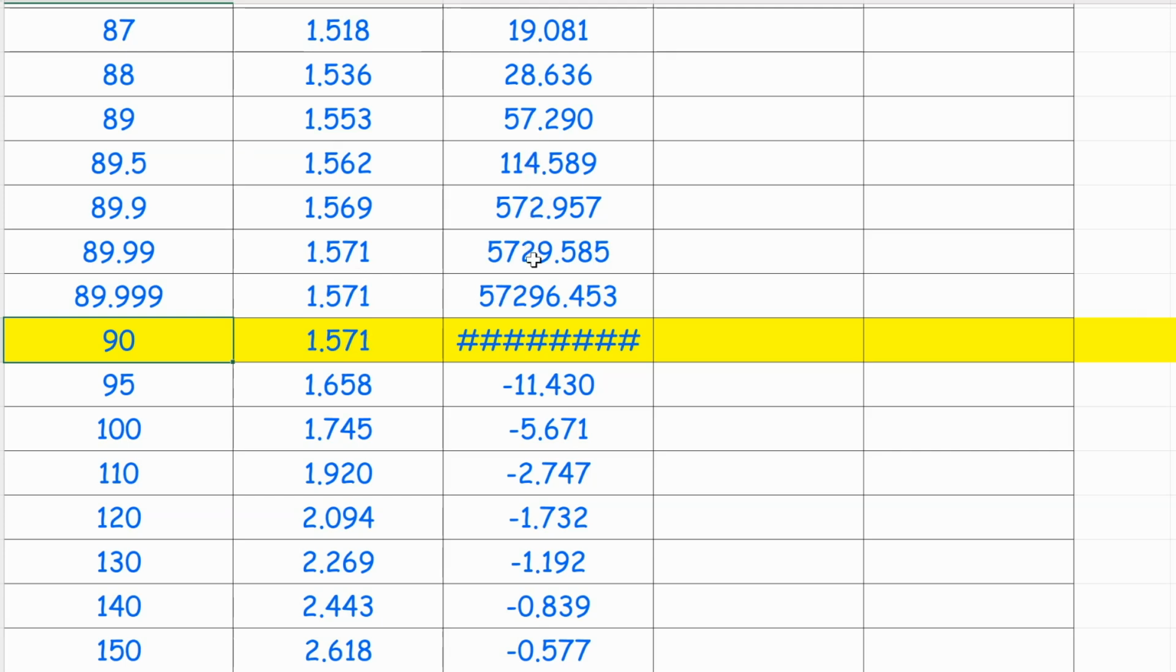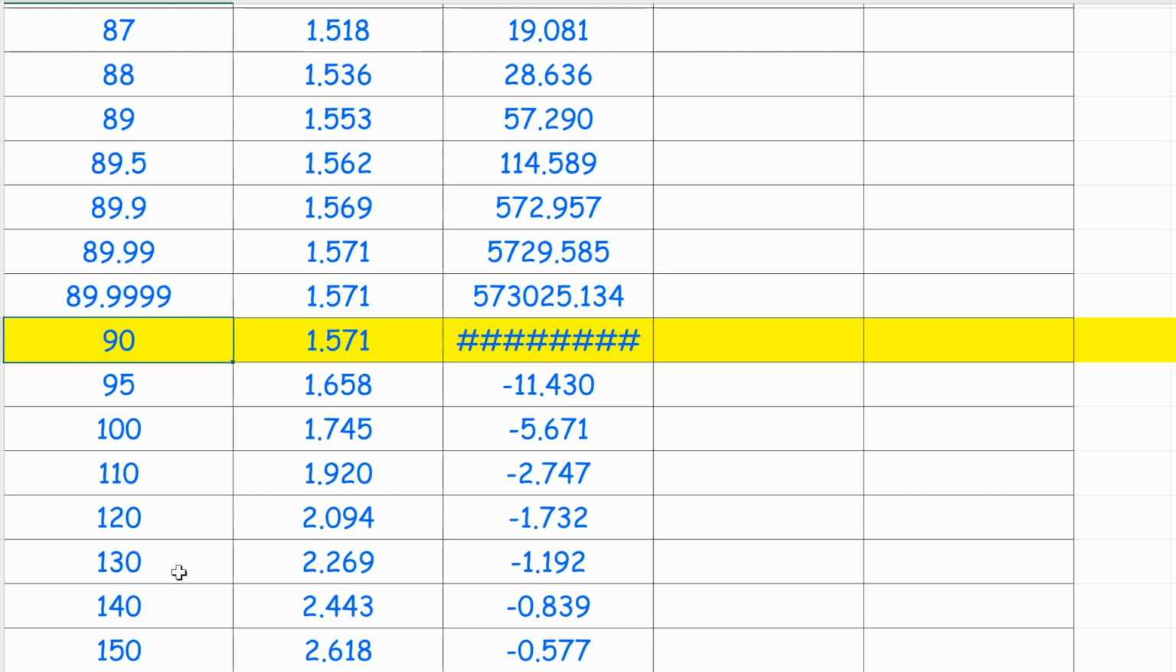These values do indeed get bigger and bigger and bigger, and we could put even bigger numbers in here. 89.9999, or even more than that, right? That's just going to get bigger now. Now it's 573,000. That's a pretty big tangent ratio.